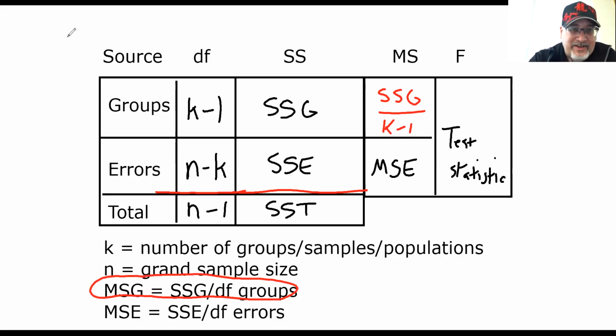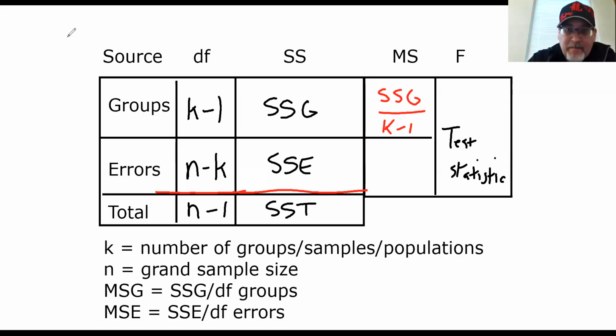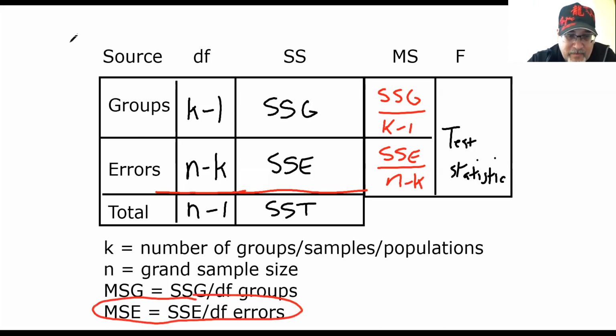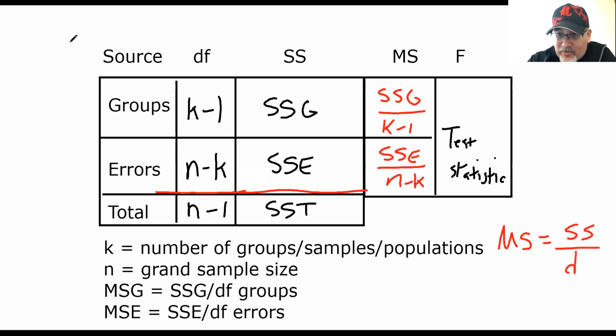And the same thing with MSE. You would just divide SSE by its degrees of freedom, N minus K. That's all this says down here. So whether you want to write the formulas inside the ANOVA table or write them below is really irrelevant, as long as you know that you calculate the MS's by dividing the SS by its degree of freedom. So you can summarize both by saying MS equals SS divided by degrees of freedom. You just do it in each row. You don't do it for the total.